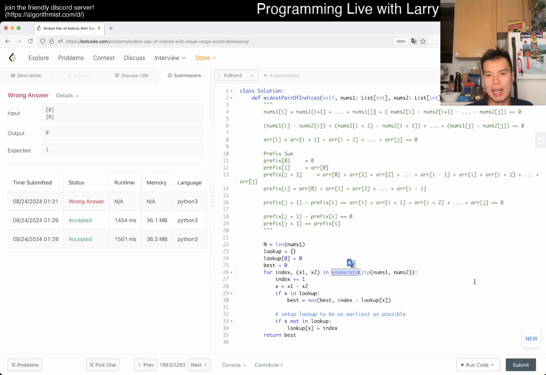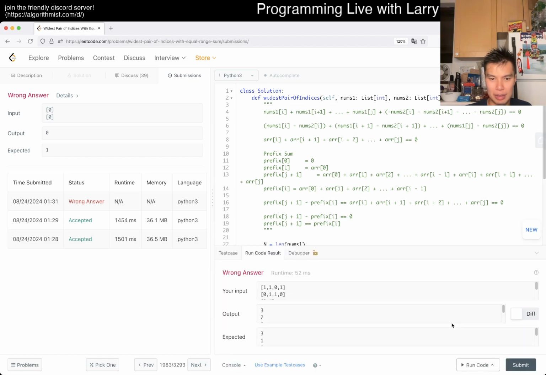I think the enumerate has a starting thing, but wait, let me double check real quick. I'm pretty sure it has a start thing. Okay, so apparently it does. I thought there was like a named variable, which I prefer, honestly. But okay. But why is this? Why do I return 2 on the second one?